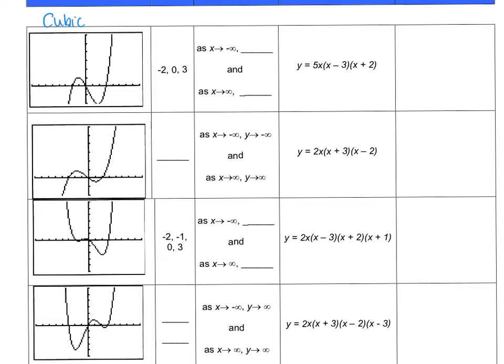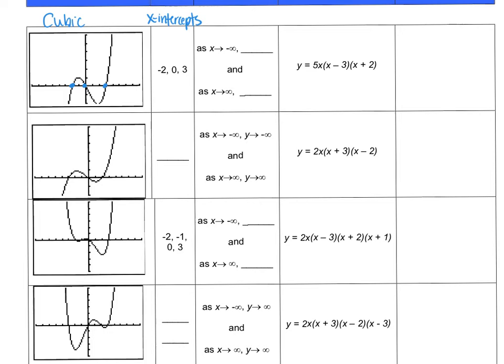We can talk about the zeros that are on the graph. So the zeros, remember, are where the graph crosses the x-axis. So those are our x-intercepts. And they are located on this graph at -2, 0, and 3.